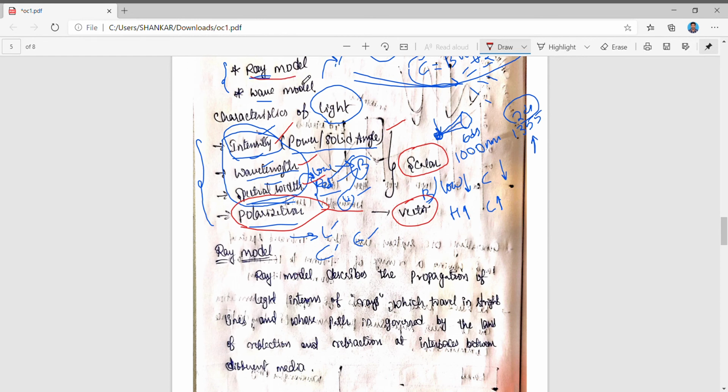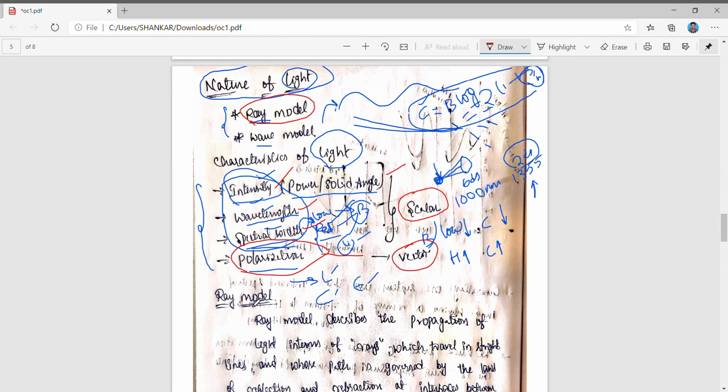Now we have to discuss the ray model, which is a type of light nature. We are transmitting the light signal in terms of either rays or wave models. The ray model describes the propagation of light. So how the light is propagated, in terms of rays or waves, we can represent as either a ray model or a wave model.